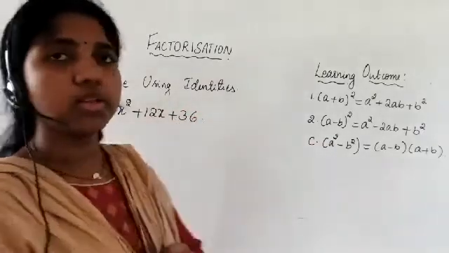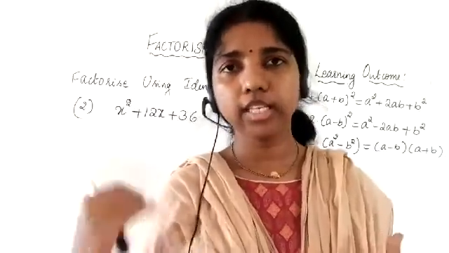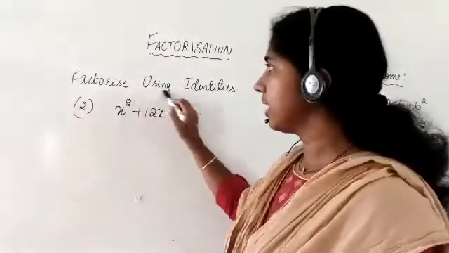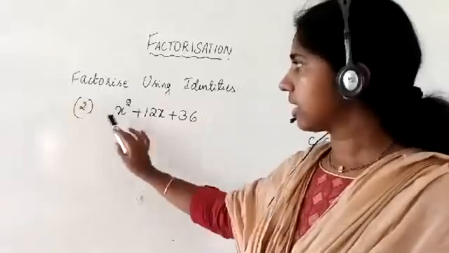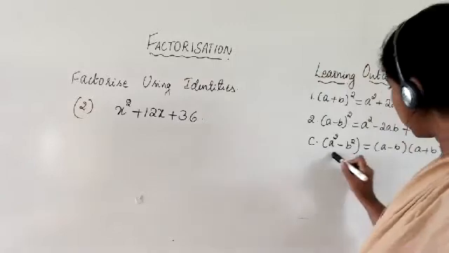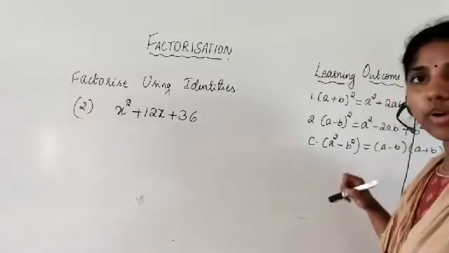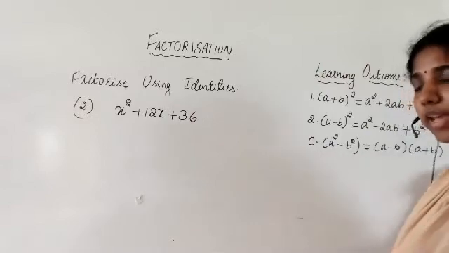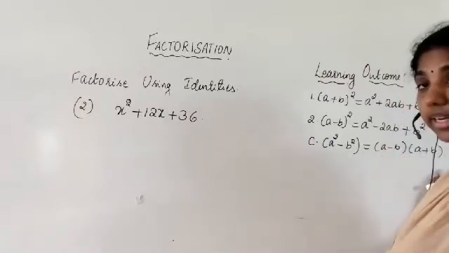Okay. So now we have an algebraic expression. When we look at this expression, we see that there are three terms. So immediately it should come to your mind that I cannot use this identity. Why? Because in the LHS we have two terms and in the RHS we have two factors. Correct? So we cannot go for it.